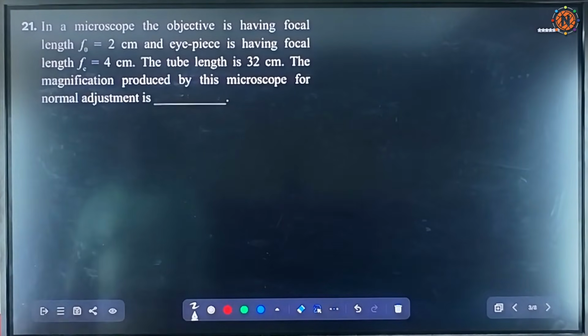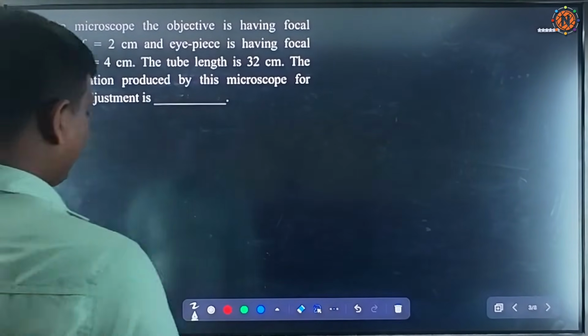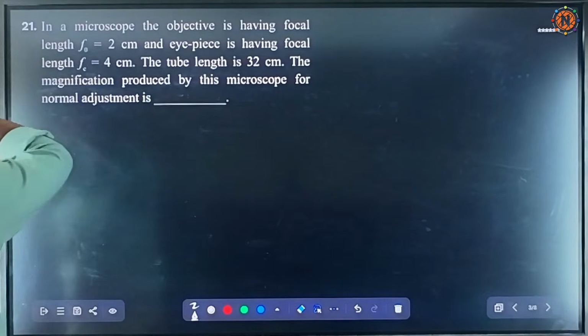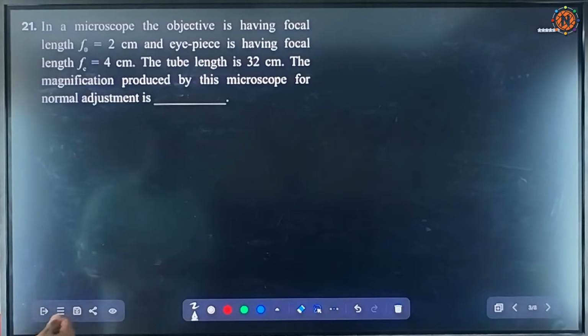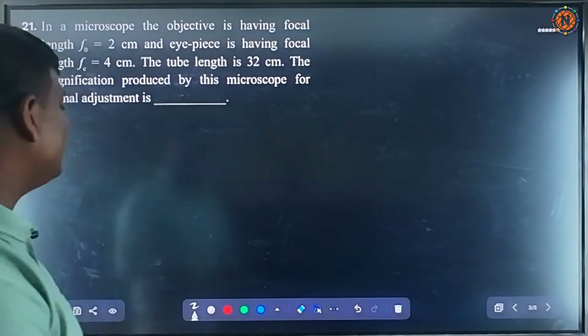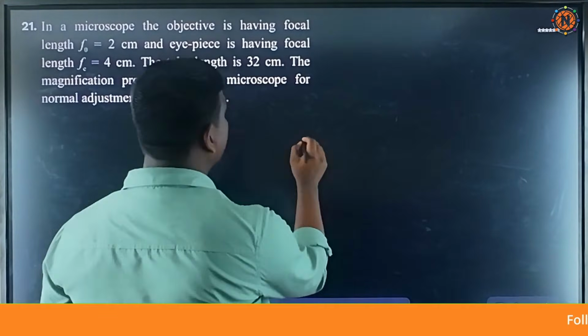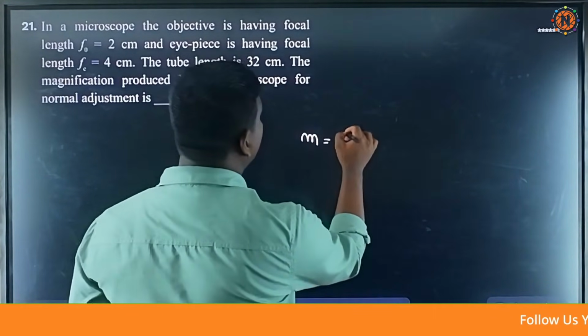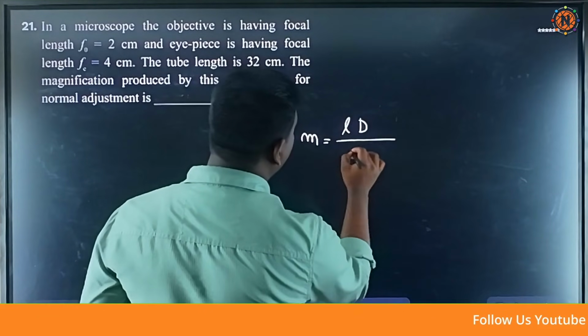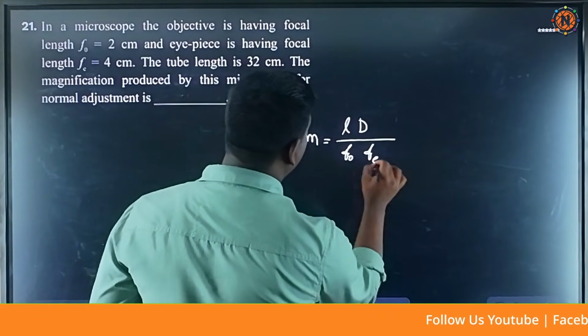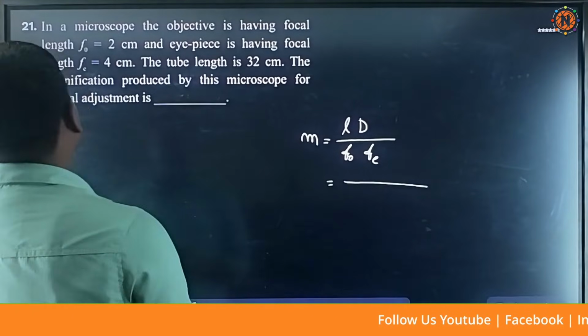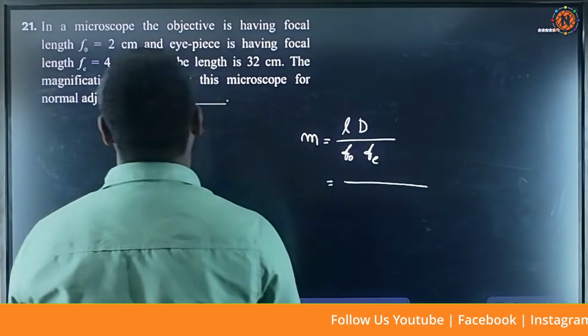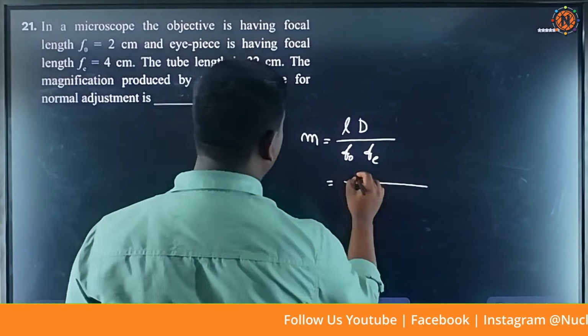In a microscope, the objective focal length f naught is given, Fe is given, and a tube length is given. Now find the magnification produced. Very simple, direct formula based question. So magnification m equals L into D divided by f naught into Fe. Now what is L? L is nothing but the length of the tube, that is 32 centimeter.